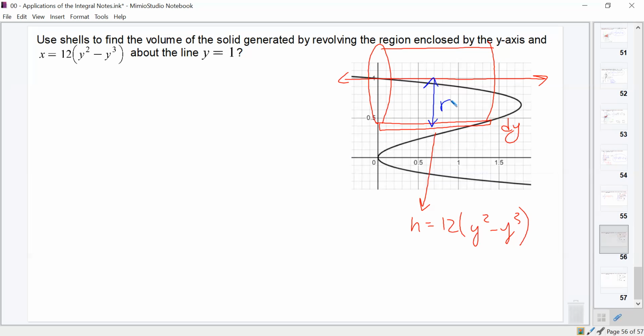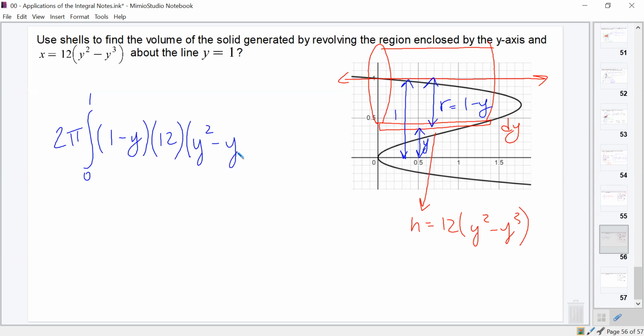Our radius will be the entire distance from the line we're revolving around, y equals 1, to the x-axis, minus this portion that we call y. So our radius will just be 1 minus y. So the only difference in our integral this time: the 2 pi remains the same, the 0 and 1 remain the same. Our radius changes to 1 minus y, and our height stays as 12 times y squared minus y cubed. And our thickness is still dy. No major difference other than the value for the radius.